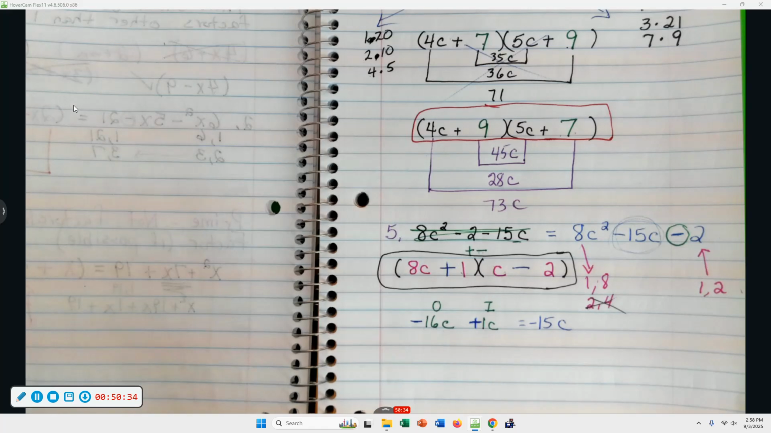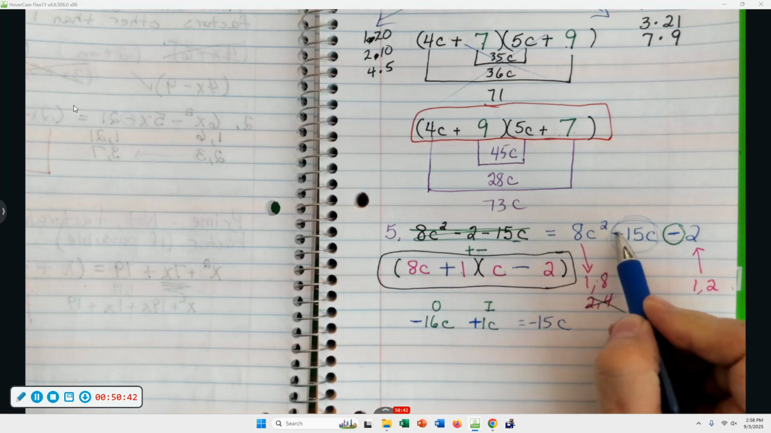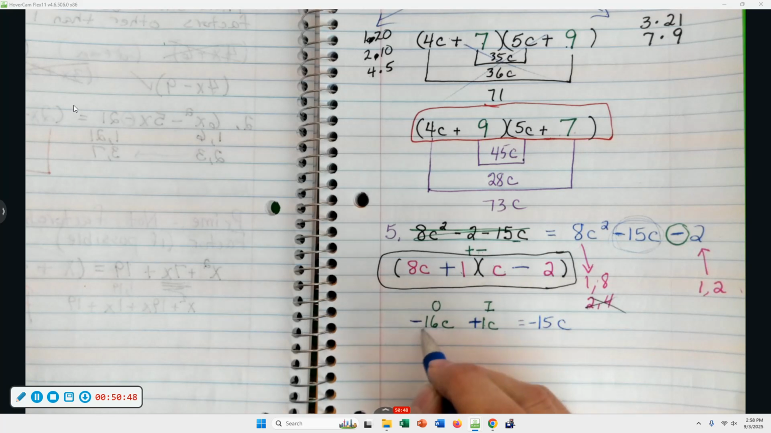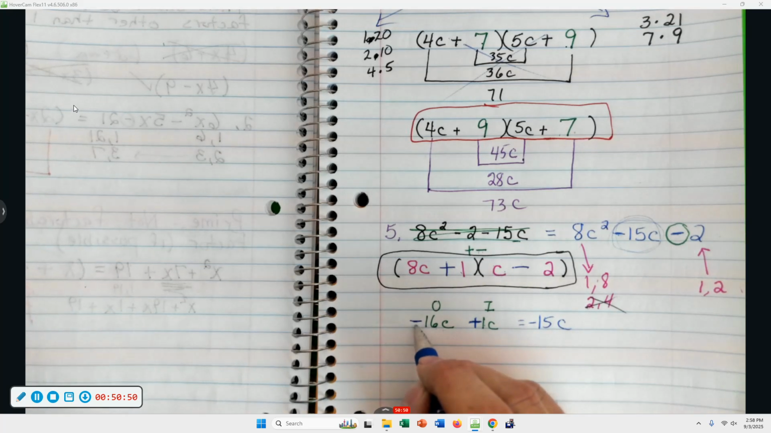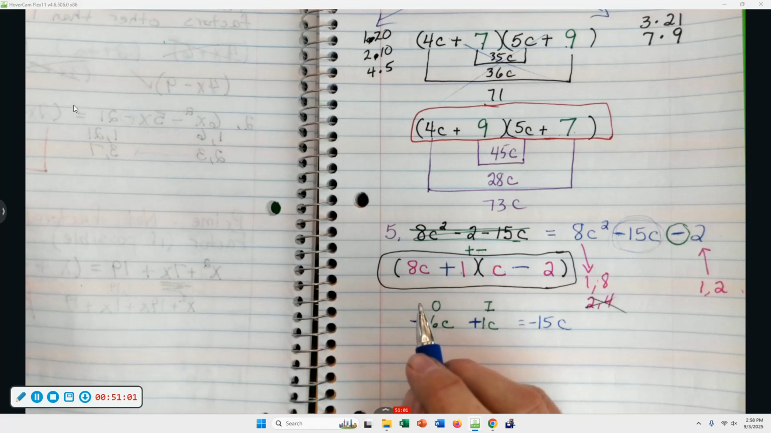Then the bigger outer and inner, the bigger number has the sign of that middle term. In order to get a negative 15c, the bigger number, the 16, has to be the negative one. Okay? You follow that? You're chasing those signs, you're making it work out.